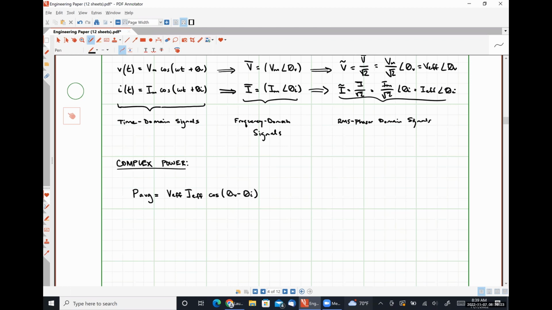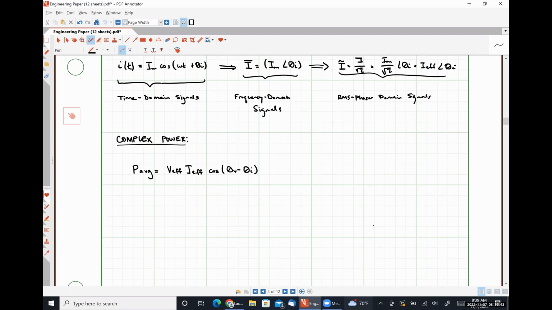Our magnitudes are multiplied for the magnitude, and our angles subtracted for the angle. So we just take this and make one big phasor out of it, kind of. Okay.